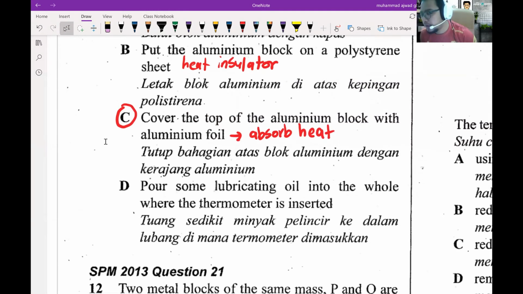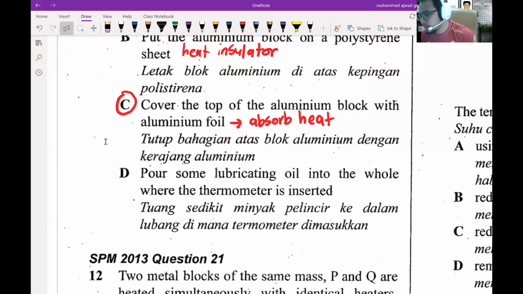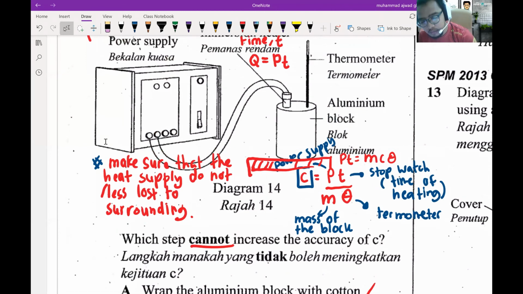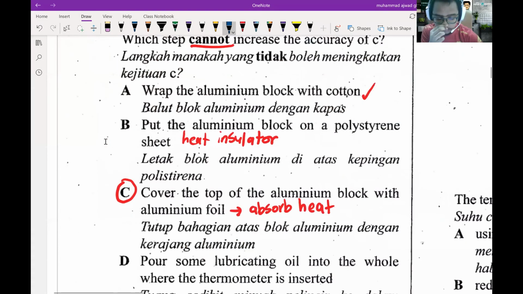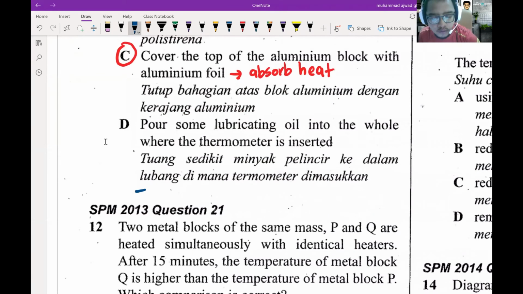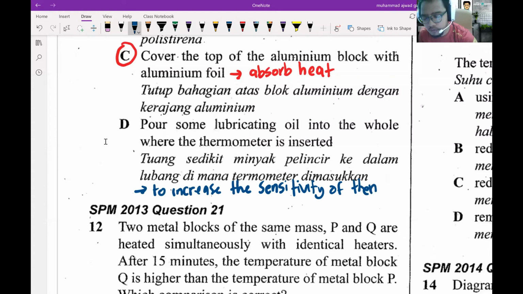Okay, pour some lubricant oil into the hole where the thermometer is inserted. Ni thermometer ni dia masuk dekat lubang. Dalam lubang ni letak minyak sikit. Okay. Yang ni betul. Ni tujuan dia adalah to increase the sensitivity of thermometer. So itu tujuan untuk D.